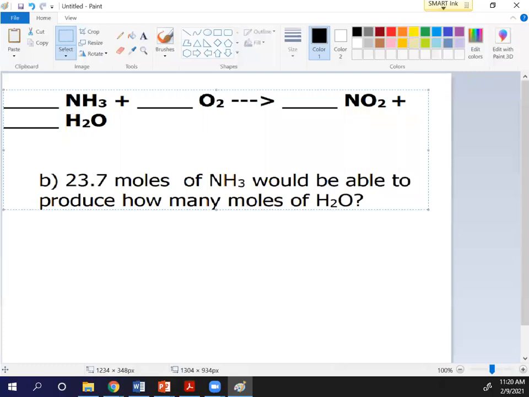Next question. NH3 reacts with O2 to form NO2 and H2O. Oh, you had time to write it down. Yes. Okay, so ammonia reacts with oxygen to form nitrogen dioxide and water. So if 23.7 moles of NH3 react, how many moles of water would be produced? So I know that I have 23.7 moles of NH3. That's my known, and moles of H2O is unknown. So the first step in any stoichiometry problem is to do what? Balance it. So go ahead and balance it for me, Anaya.